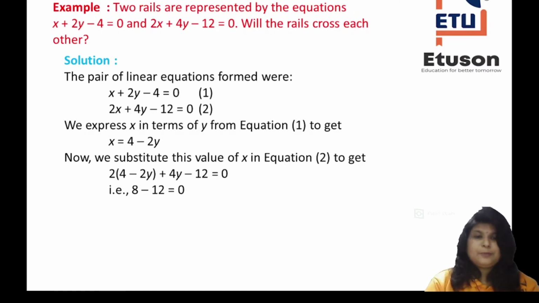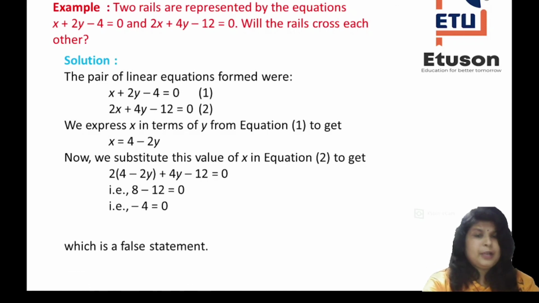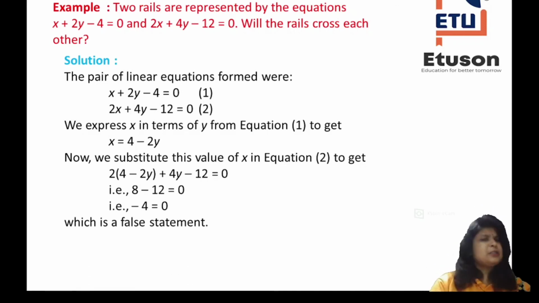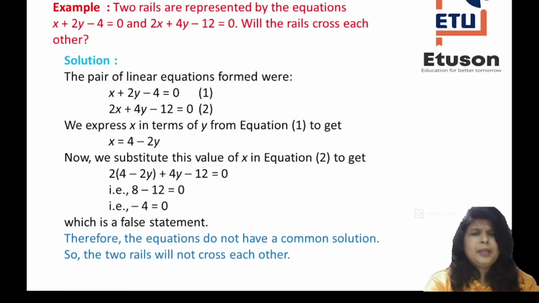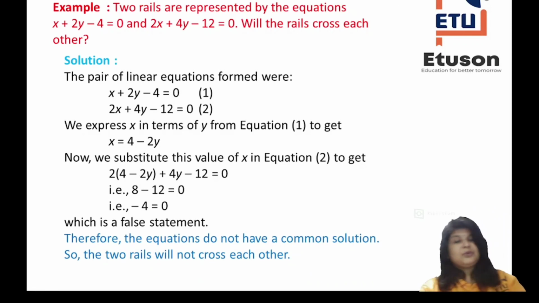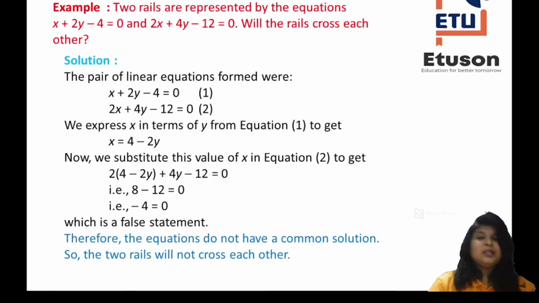Is it possible to get 8 minus 12 equal to 0? Not at all, right? What is 8 minus 12? It is minus 4. How can minus 4 be equal to 0? So definitely this statement is false. Correct or not? If you get this kind of situation, then you should understand that the problem has no solution. Therefore, the equations do not have a common solution.